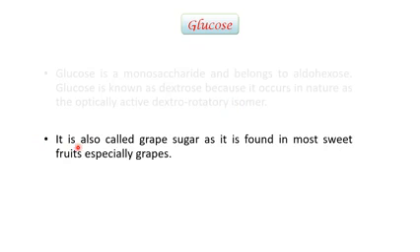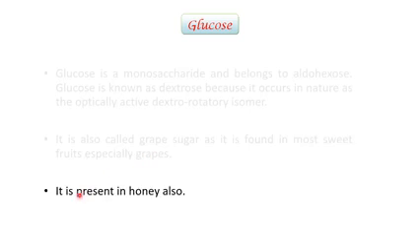Where is it found? It is also called grape sugar because it is found in most sweet fruits, especially grapes. It is also present in honey. Glucose is also formed in our body by the breakdown of the food we eat. For instant energy also we take glucose.